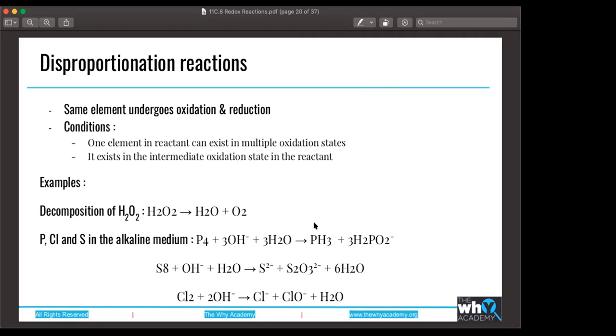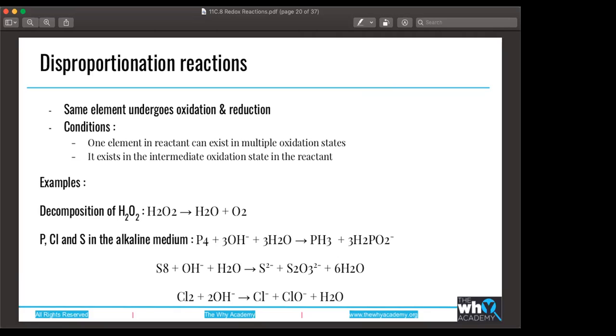And another thing, for it to undergo both oxidation and reduction, it means that the oxidation state should be able to increase also and decrease also. So in the reactant, it should exist in the intermediate oxidation state.